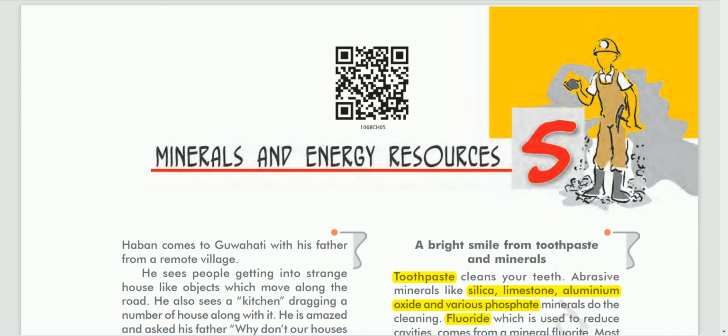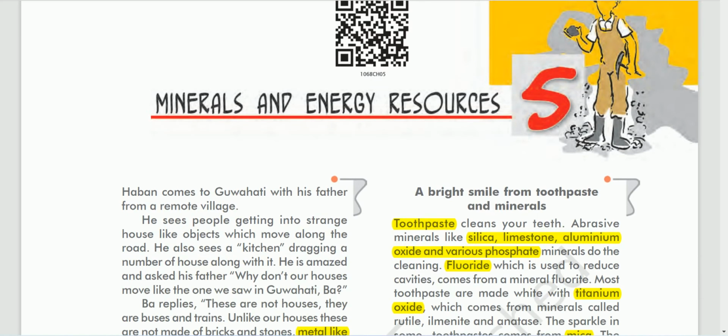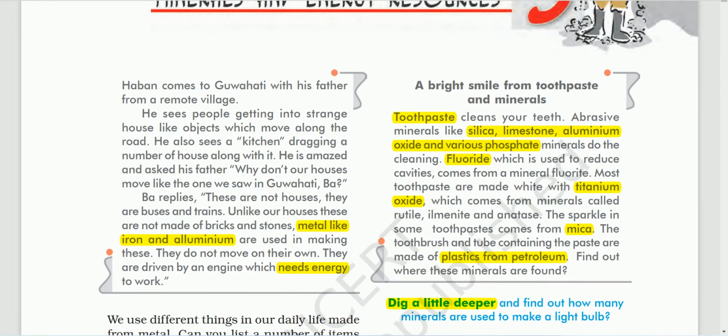So now let us start. So in the beginning here, you'll find a dialogue between a father and a son. Can you read it and tell me what is the underlying idea of the dialogue?